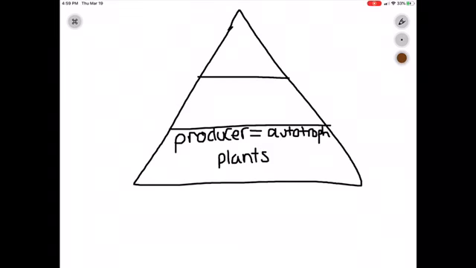Then looking at our second level, this is going to be the ones that are actually eating first. So this is going to be our primary consumers. So primary meaning first. So these are going to be the organisms that are eating the first level. So this is going to be our herbivores. So they're actually eating the producers, the autotrophs, or our plants. So an example for this would be something like a bunny, for example.